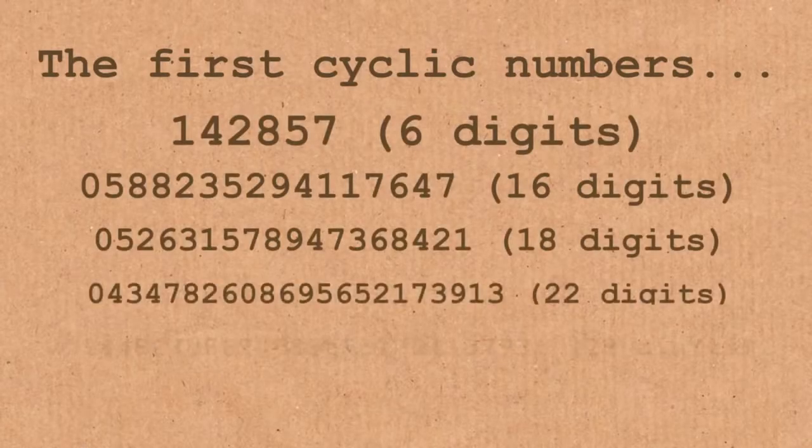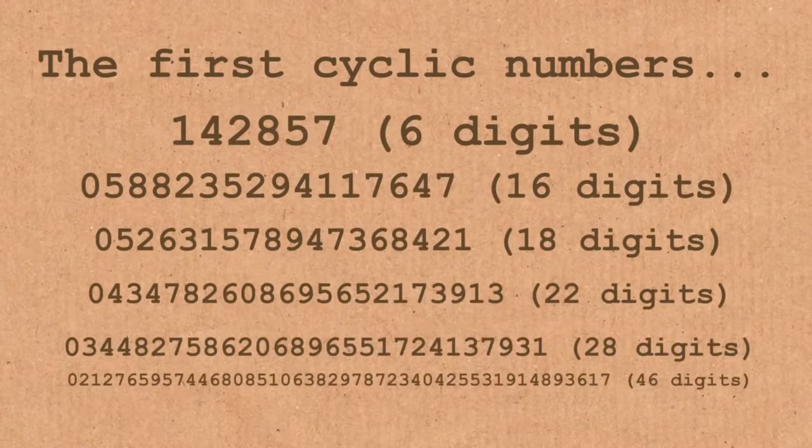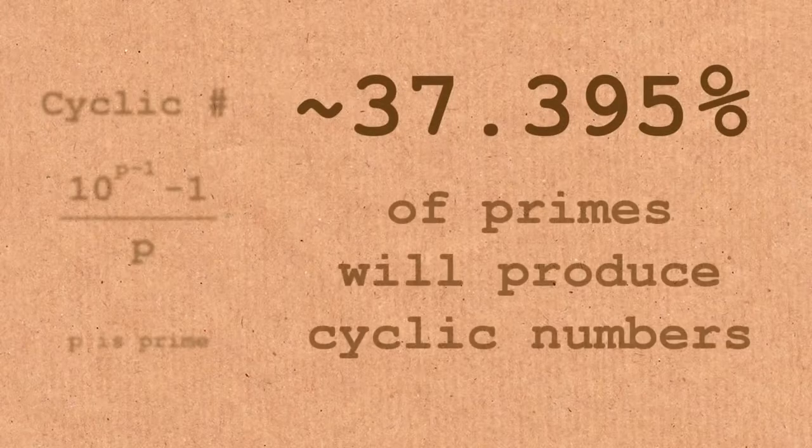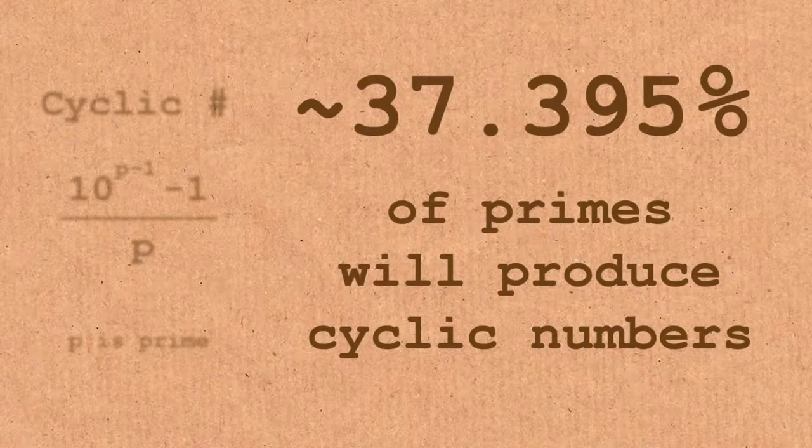In fact, and this is one of these things that I just think, number theorists, how do they dream up these things? We even know what percentage of prime numbers give cyclic numbers when you construct this. It's 37.395% roughly of prime numbers that will give cyclic numbers in this way.